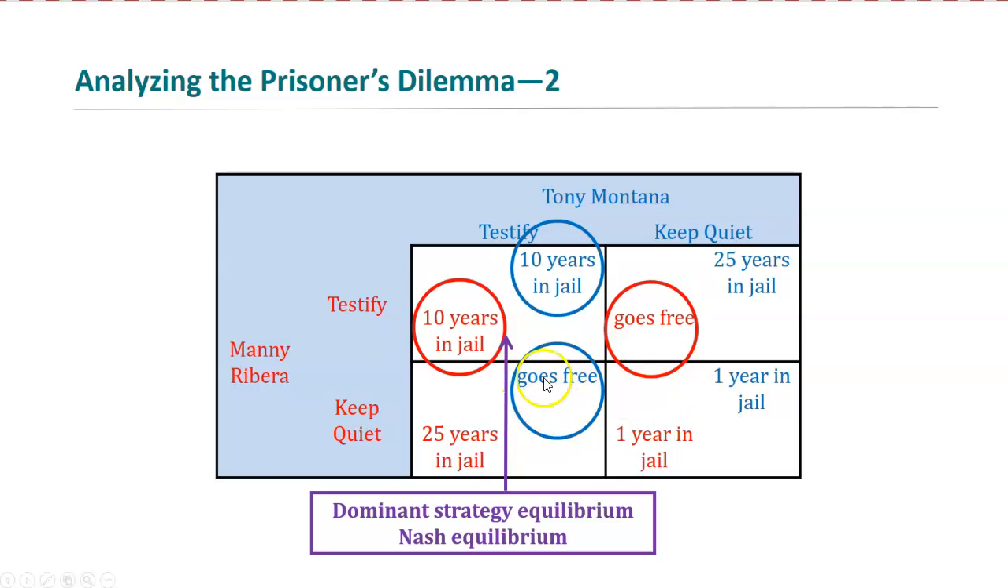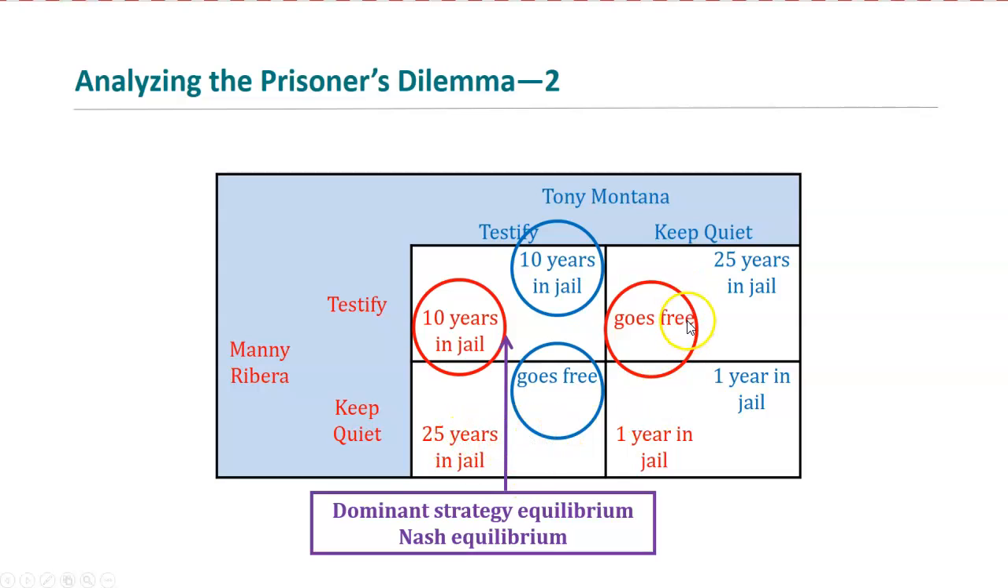I could have testified and gone free. Same for Manny. If I had known that Tony was going to keep quiet, I could have testified and gone free, right? So everybody has a regret down here, and in this spot, Manny is the one who has a regret because Tony has testified against him. He wishes he had also testified so that he would have 10 years instead of 25.